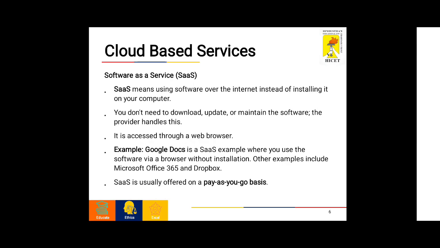So now we'll see software as a service. SaaS means using software over the internet instead of installing it on your computer. You don't need to download, update or maintain the software. The provider handles this. So it is accessed through a web browser. Example, Google Docs is a SaaS example where you use the software through a browser without installation. Other examples include Microsoft Office 365 and Dropbox. SaaS is usually offered on a pay-as-you-go basis.